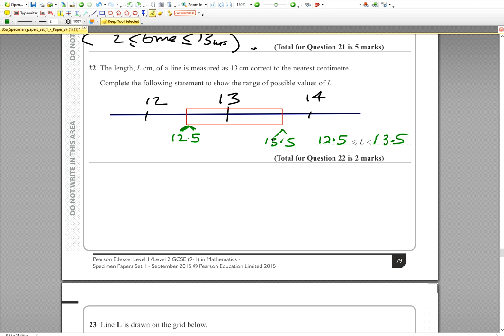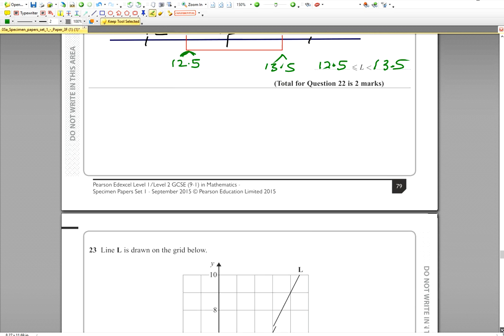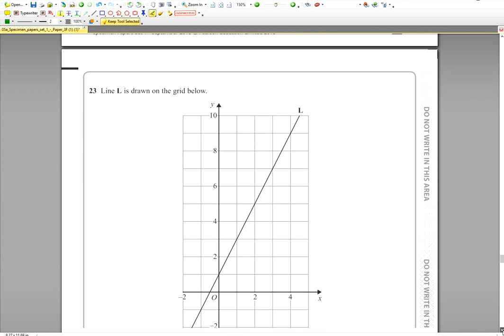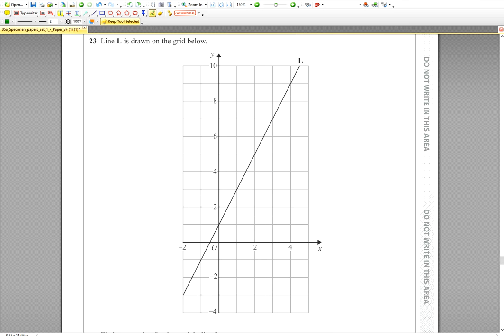So who managed to get that one right? Yeah, I did do it. Okay, no problem. Line L is drawn on the grid below. What do we have to do for the next one?